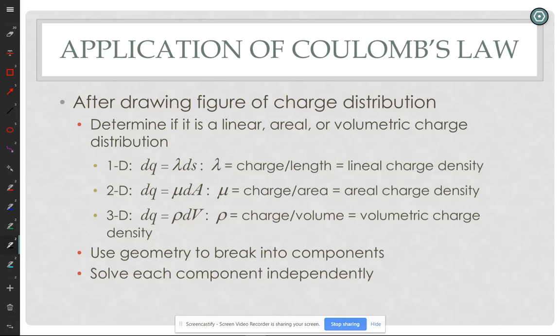Yeah. So what do you mean by charge spread over volume? Internally or on the exterior? Internally. It's spread throughout the material. Okay. And then notice the use geometry, break the components, and solve each component independently. It's going to make your life easier.